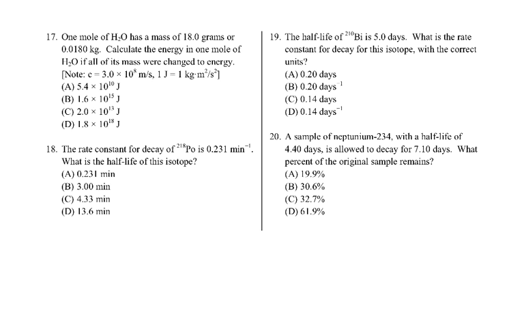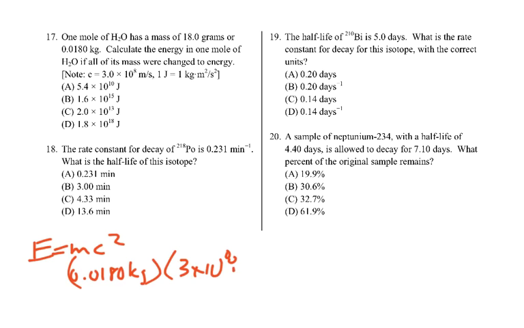Okay, 17. 1 mole of water has a mass of 18 grams or 0.0180 kilograms. Calculate the energy in 1 mole of water if all of its mass were changed to energy. So we're saying for this E equals mc squared, but joules, if I'm working with joules, that means that it must be kilograms and meters per second. So my mass here is going to be 0.0180 kilograms, and the speed of light we know is 3 times 10 to the 8th meters per second, and that's squared. So when we dig it down and do all of that, the number we're going to get is 1.6 times 10 to the 15 joules. So it's just a plug and chug problem for that.